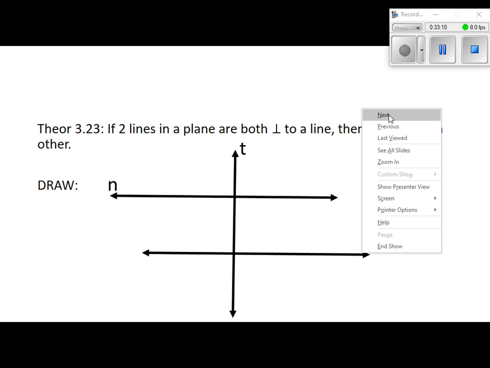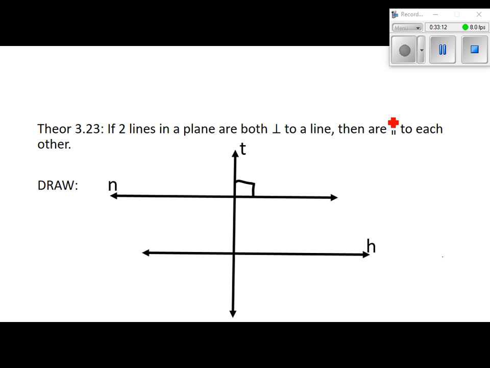Line T there. What's that box tell us? That it forms a right angle. If N is perpendicular to T and H is perpendicular to T, what's that tell us about N and H? They have to be parallel. So draw this picture and put those arrows on there. They have to be parallel to each other.